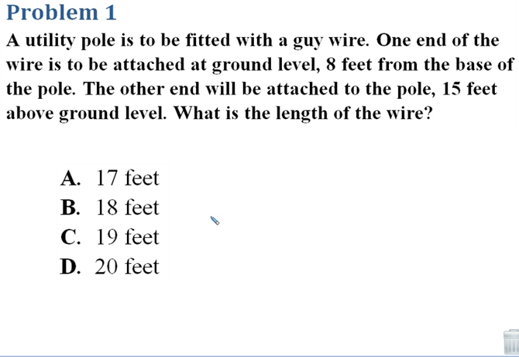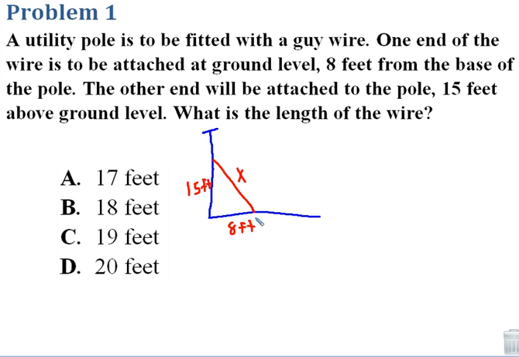Let's draw that out. Let's say we have the ground and a utility pole. We're going to attach a guy wire to it, like so. We said that one end of the wire is going to be attached at the ground level, 8 feet from the base of the pole. That means ground level, 8 feet out, is going to be this distance here. The other end of the wire will be attached to the pole 15 feet above ground level. So we'll put the 15 here. What's the length of the wire?